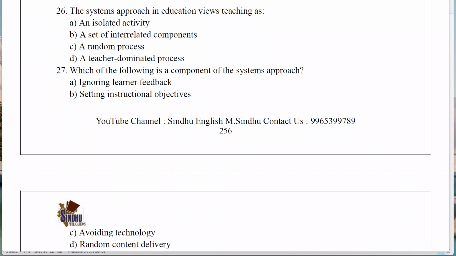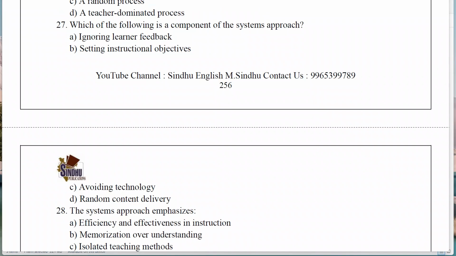Systems approach. The systems approach in education views the teaching as a set of interrelated components. Which of the following is a component of systems approach? Setting instructional objectives.